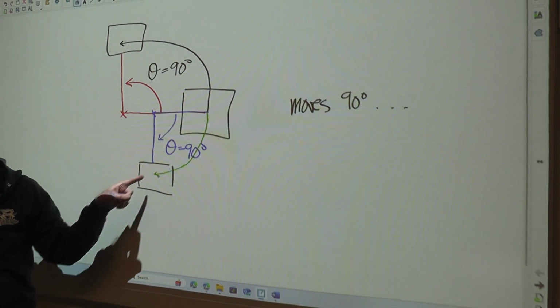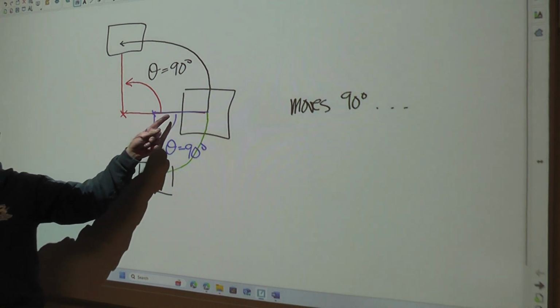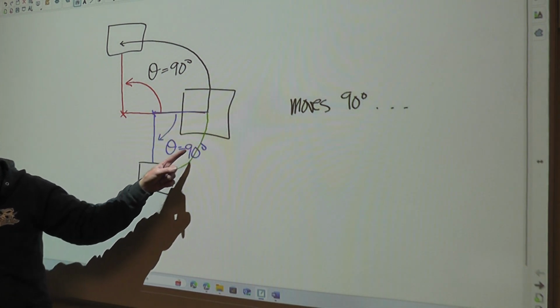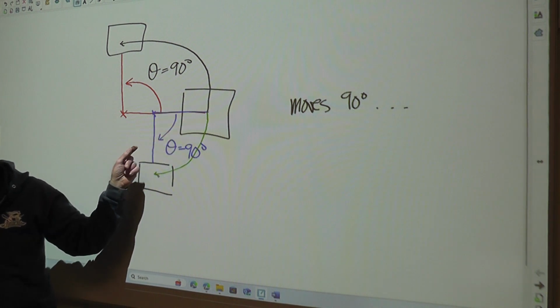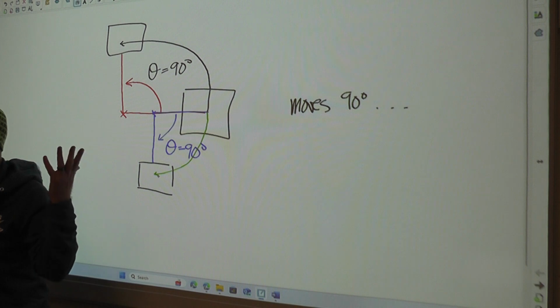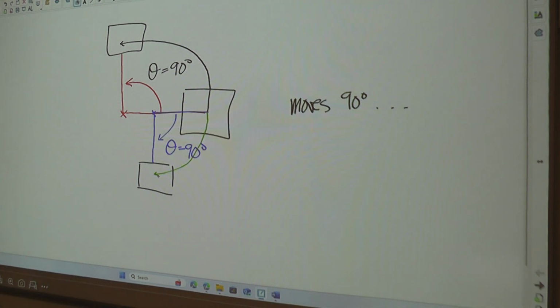But these distances aren't the same. Like if we make the circle smaller and smaller and smaller, this object will move a smaller and smaller linear distance. If we make the circle bigger and bigger, this object will move a different linear distance. And that's one of the big things that we have to account for in angular motion, rotational motion.